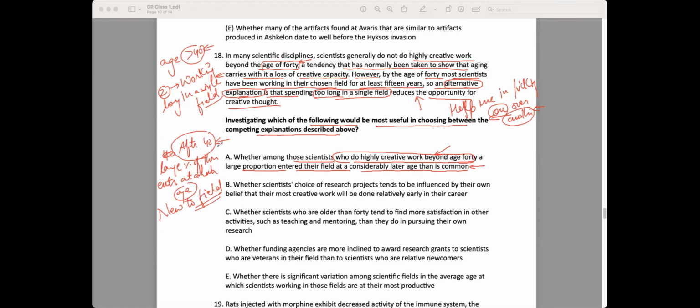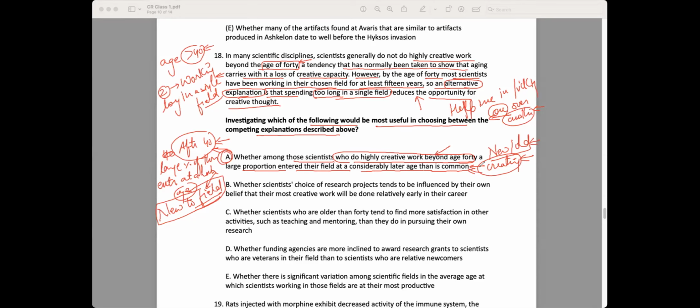That means people who are doing the creative work after 40, if most of them entered the field at a later stage, if most of them were new to that field, then it's being new or old to that field that is creating lack or more of creativity. Getting my point, everyone? Then it would prove that it's not the age, it's entering a field at a later stage or at an earlier stage that decides whether creativity is there or not. It will definitely help me pick the second explanation over the first one.